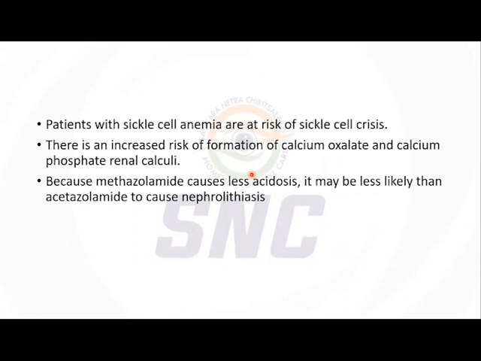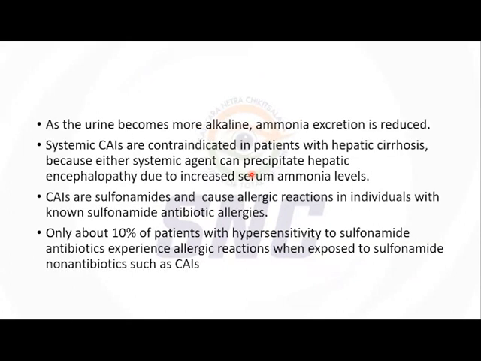Because methazolamide causes less acidosis, it may be less likely than acetazolamide to cause nephrolithiasis, or stone formation. As the urine becomes more alkaline, ammonia excretion is reduced. Systemic carbonic anhydrase inhibitors are contraindicated in patients with hepatic cirrhosis because either systemic agent can precipitate hepatic encephalopathy due to increased serum ammonia levels.